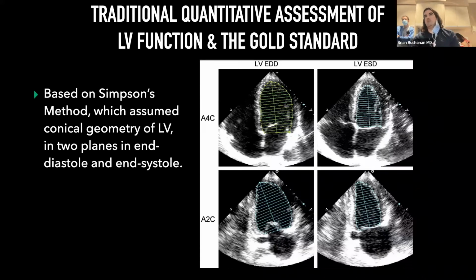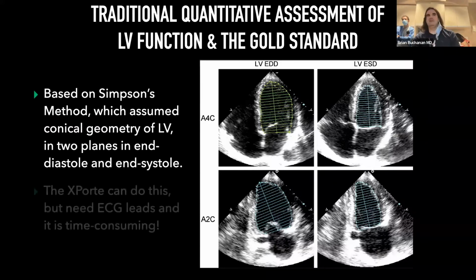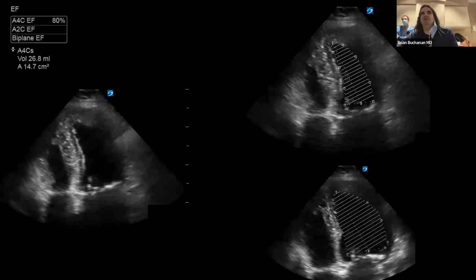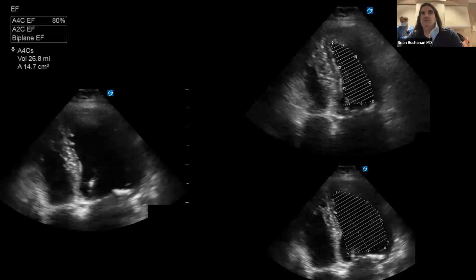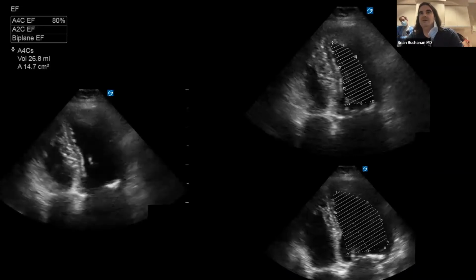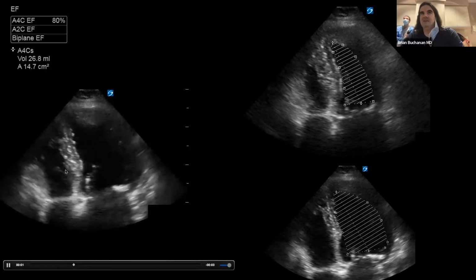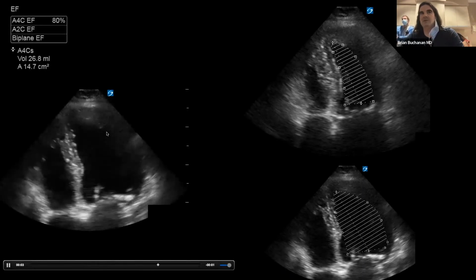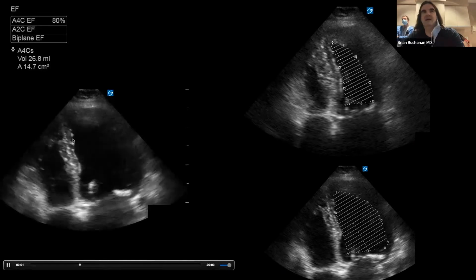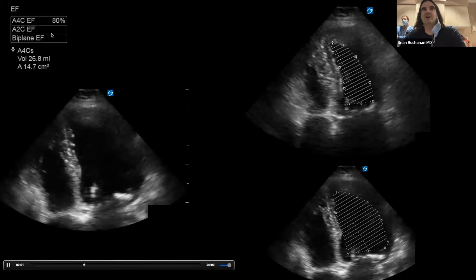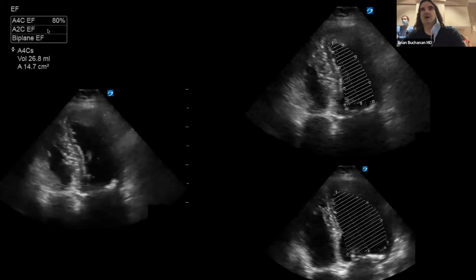So Simpson method, or method of discs, or biplane method, there's a number of ways you can call this. Now, with our current machines or expert machines, you can certainly do that, albeit it certainly takes time, and you must have, as I mentioned earlier, really good quality endocardial resolution, so you can really see the heart thicken and can draw the borders in 2 dimensions, okay? So this patient's ejection fraction was 80%, which is obviously quite high.